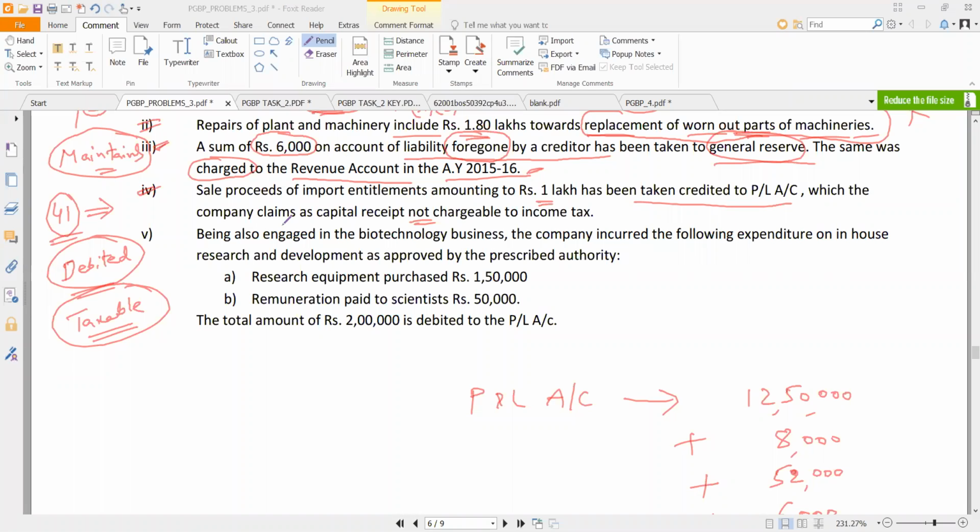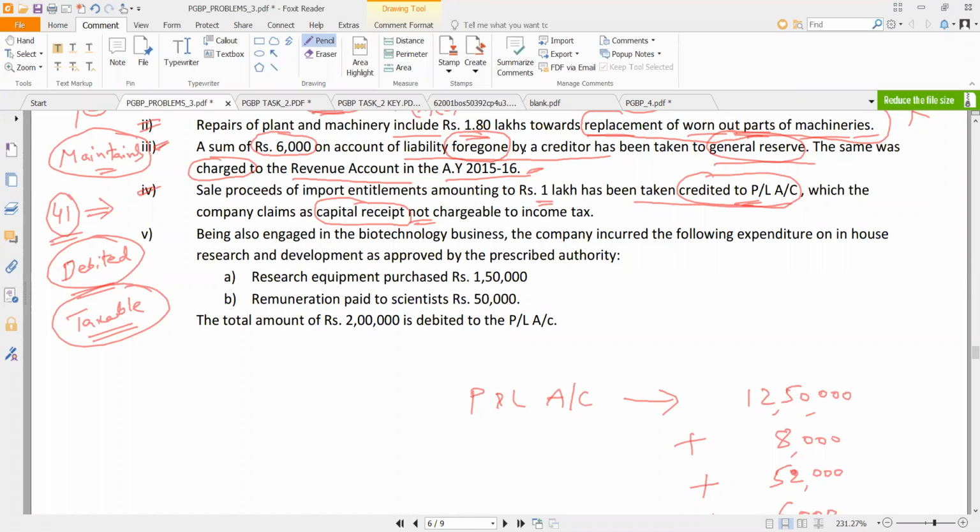Why? Already they credited it to P&L. When they have already credited it to P&L, what is there to do? Well, they did the right job. They are contending it is a capital receipt and all. What they contend, what they think, we don't care. What they have done, that matters. They credited it to P&L, which is the correct thing to do.